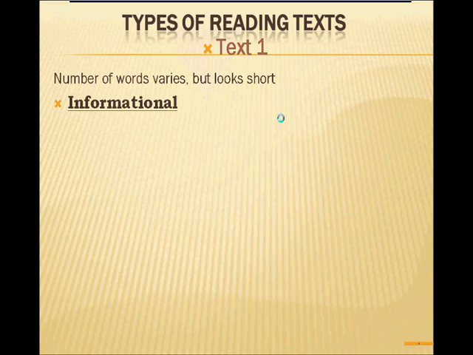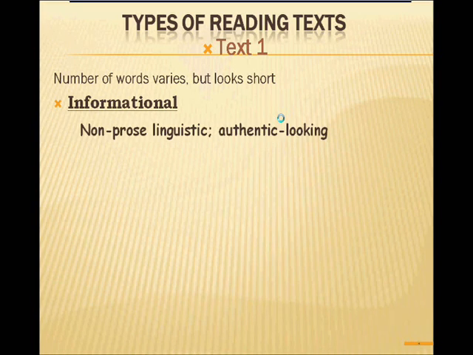Also, text one has to do with facts. It is informational text, and it is non-prose, linguistic and authentic looking. What's the meaning of the word authentic? The word authentic means you can find it in real life. Let's say if you open a newspaper or read a magazine, you can find such type of text.